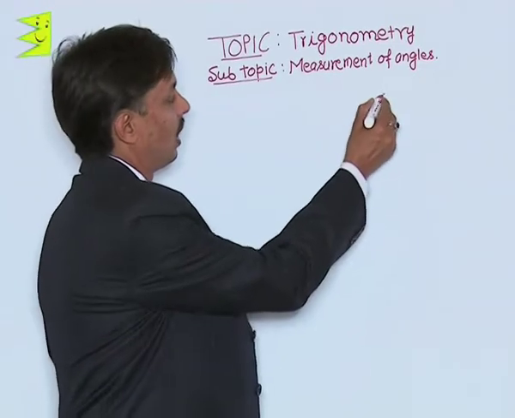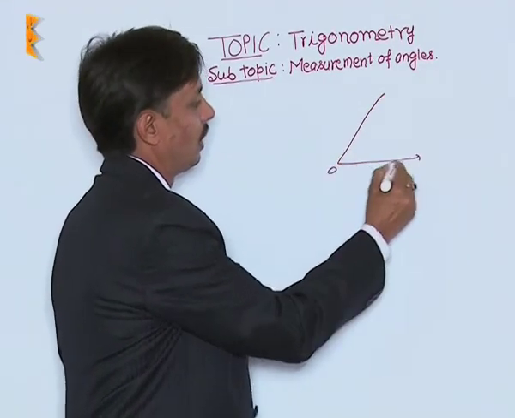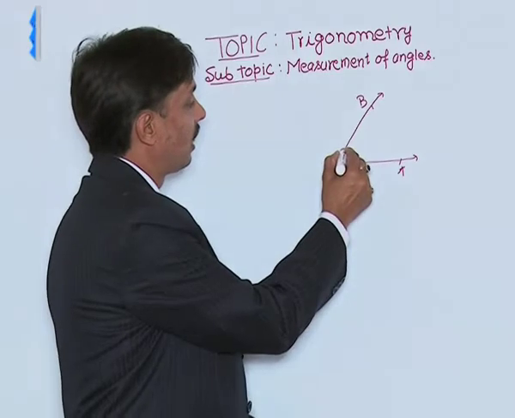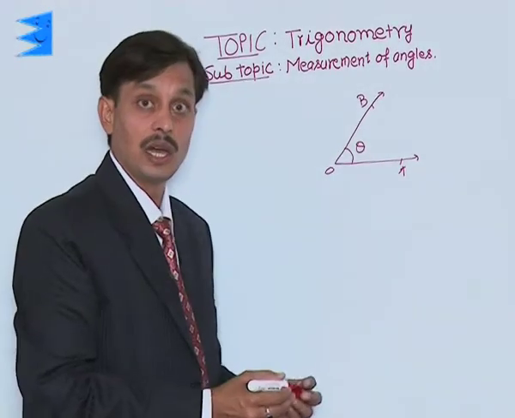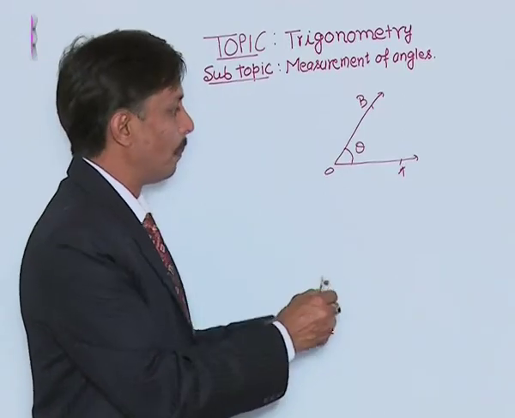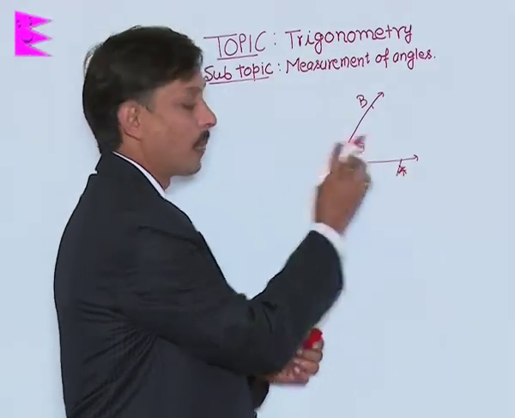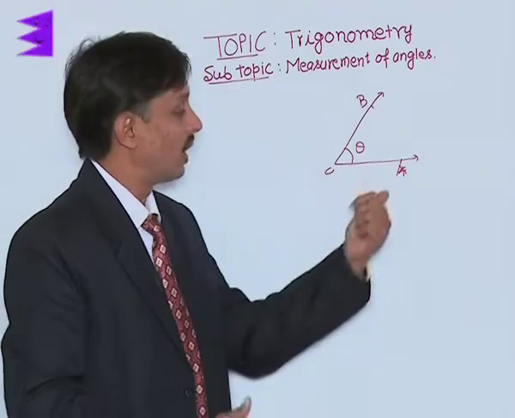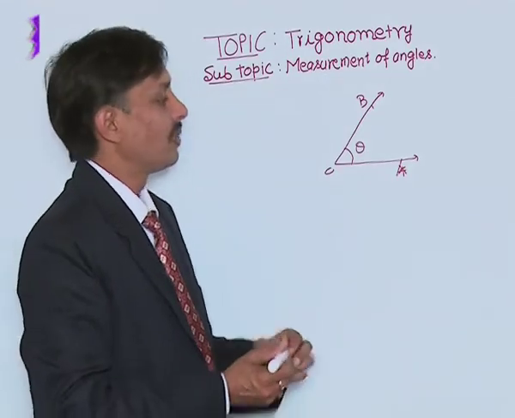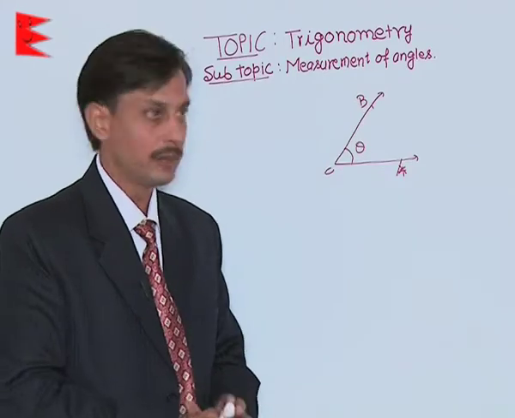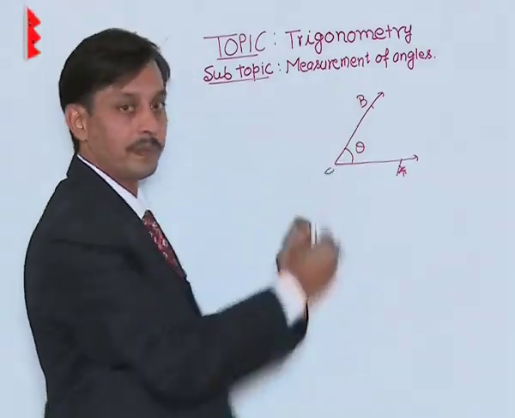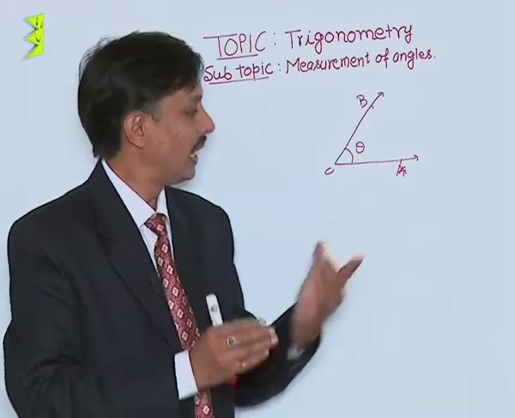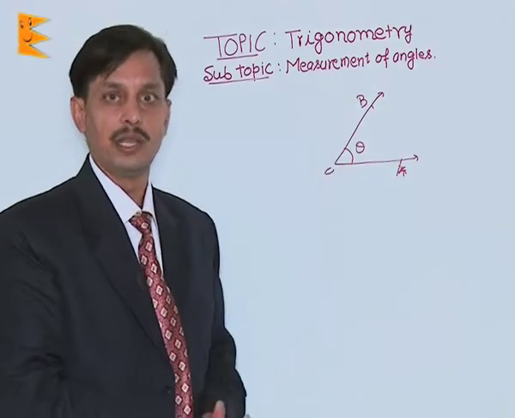Just like this, if OA and OB are two rays, and these rays are inclined at an angle theta. Or you can say simply, if OA is a ray having an initial point, and no ray has a terminal point. If this ray is rotated anti-clockwise, then the figure so formed with the help of the initial ray and the terminal ray.